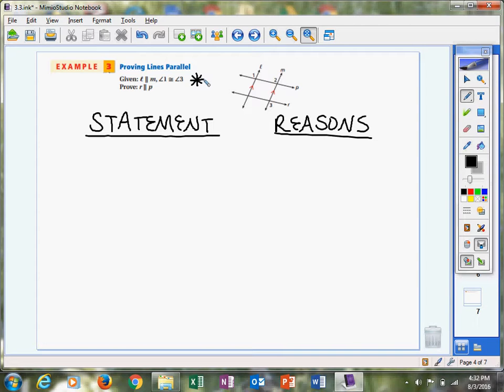The first thing I want you to focus in on is the fact that they told us that line L is parallel to M. Line L is parallel to M. And we know that because they gave that to us. We need some given information, and that's what they gave us, and they marked it on our diagram for us, okay? So because we're focusing in on these two lines, and we're focusing in also on angles 1 and 3, we're not quite ready for angles 1 and 3 just yet.